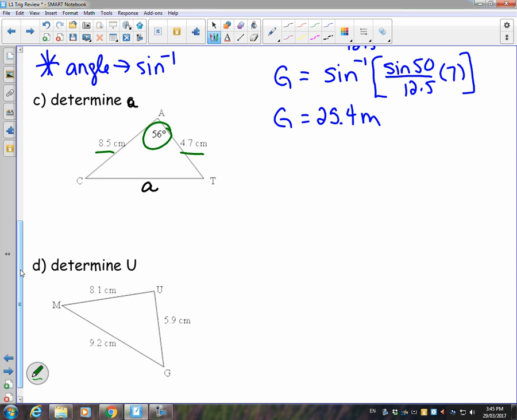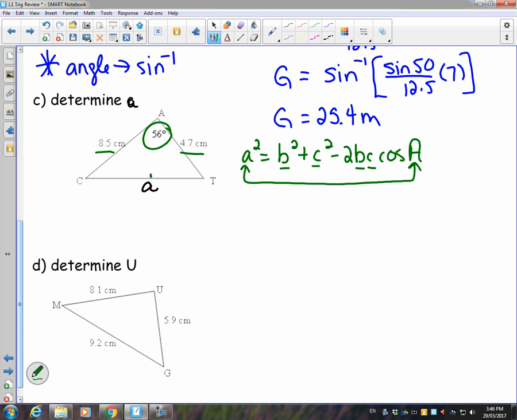So cosine law, A squared equals B squared plus C squared minus 2BC cos A. What's important? These two, B and C, it doesn't matter what order you put them in as long as you put them each in the formula. It's important to remember, if I'm calculating A, that the angle I use is across from it. So when I fill in my formula, I'm going to have 8.5 squared plus 4.7 squared minus 2 times 8.5 times 4.7 cos 56. And that's my A squared.